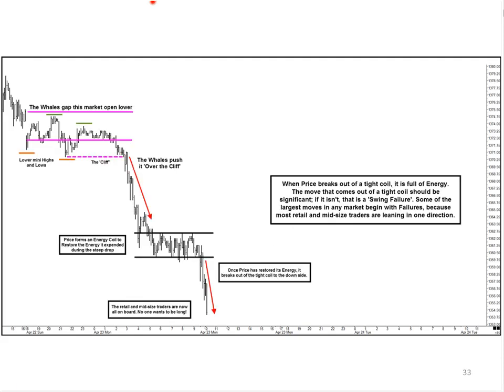Let's take a look. Here's one of the closes, and you can see what the whales do. They look at the orders, and they open it lower. Then they let the market do the work. Struggle to get it higher, struggle to get it higher. Gets right into the point where it's about to fill the gap, and they're right there again.